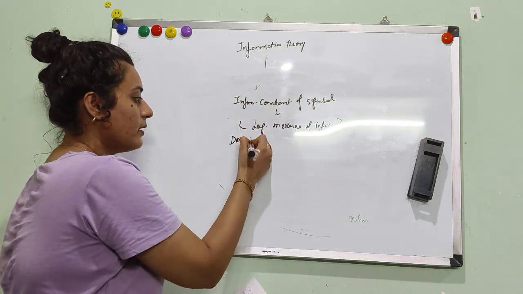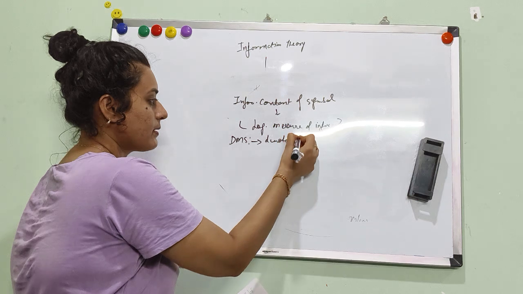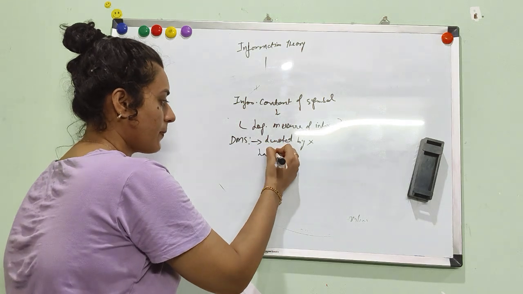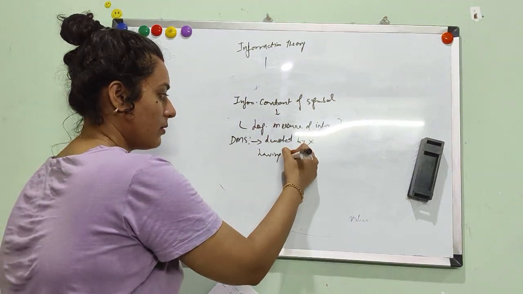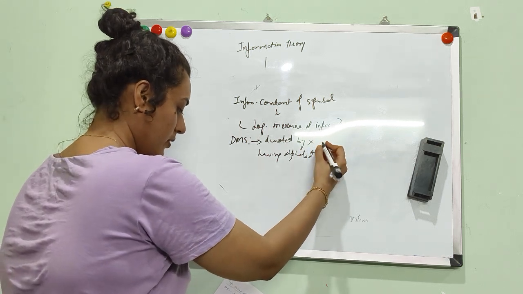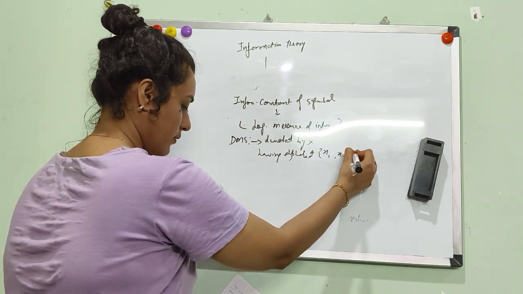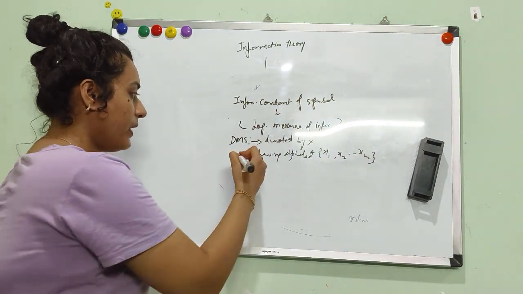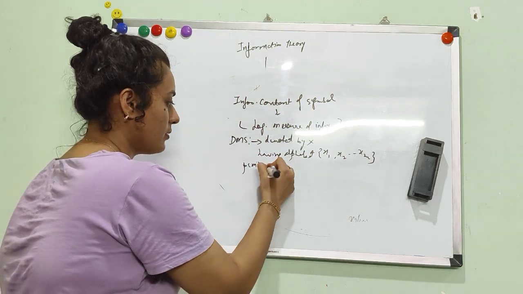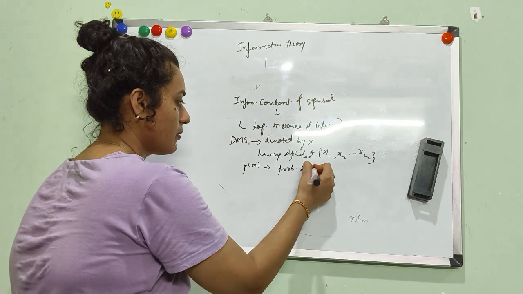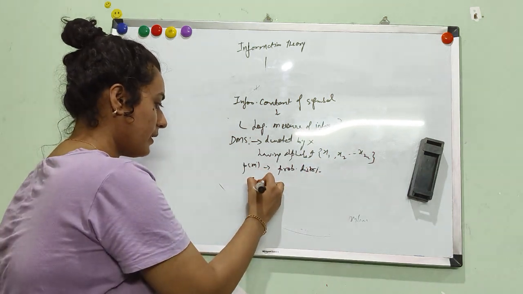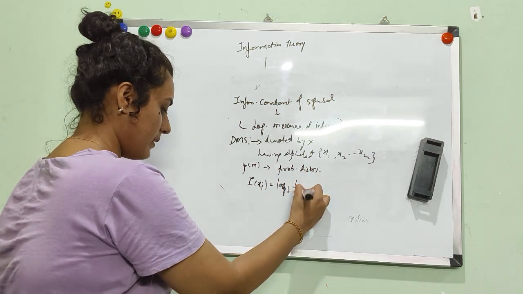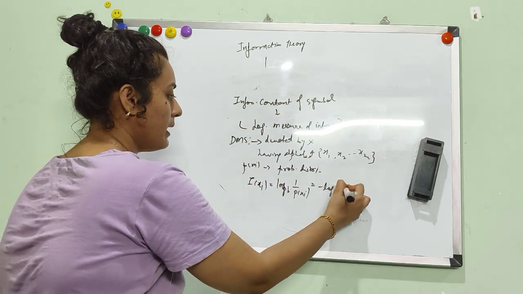Now, DMS denoted by X, having alphabet X1, X2, Xn. So what happens if P(xi) is the probability distribution? Then I(xi), the information content, will be log of 1 upon P(xi), that is minus log_b P(xi).